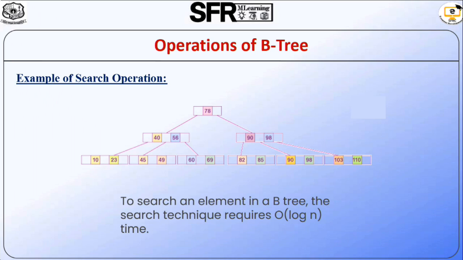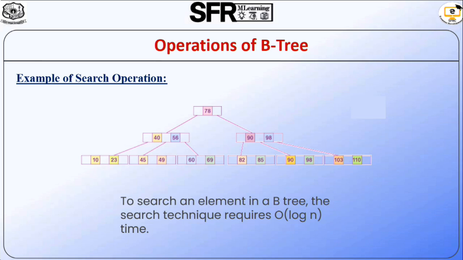The procedure is: compare item 49 to node 78, which is the root node. Move to the left subtree since 49 is less than 78. Next, comparing to 56, 49 is less than 56, but comparing to 40, it is greater than 40. Move to the right subtree of 40.